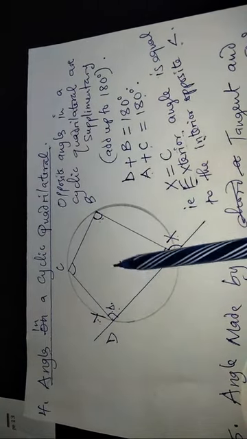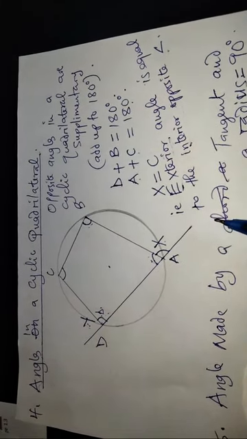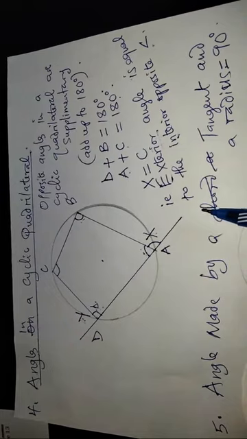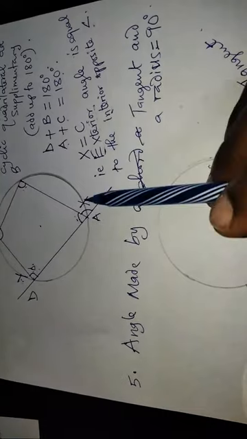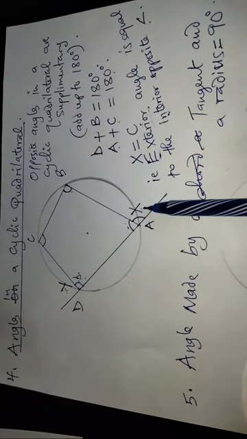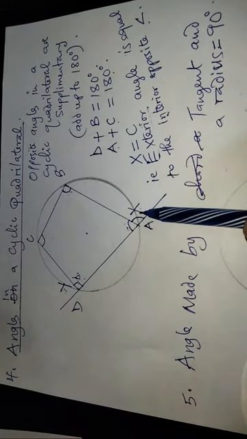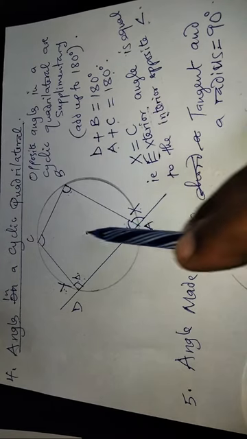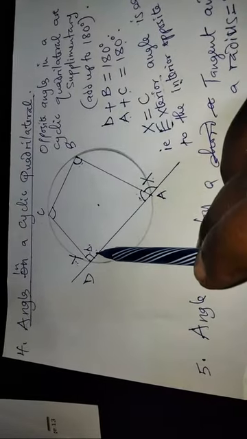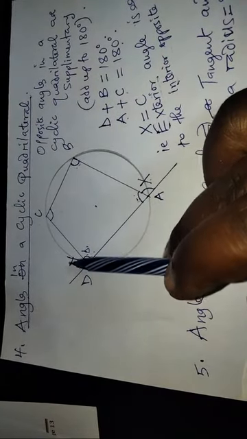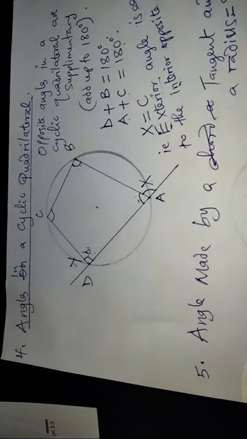Angles in a cyclic quadrilateral: the opposite angles of cyclic quadrilaterals usually add up to 180, or rather they are supplementary angles. And if an exterior angle is produced, that exterior angle will be equal to the interior opposite angle. So if we produce an angle at this point, the interior one is here, now the opposite one. So C and X are going to be equal. If we extend this line to produce an exterior angle here, Y, the interior opposite is B. So we are saying Y and B are going to be equal.